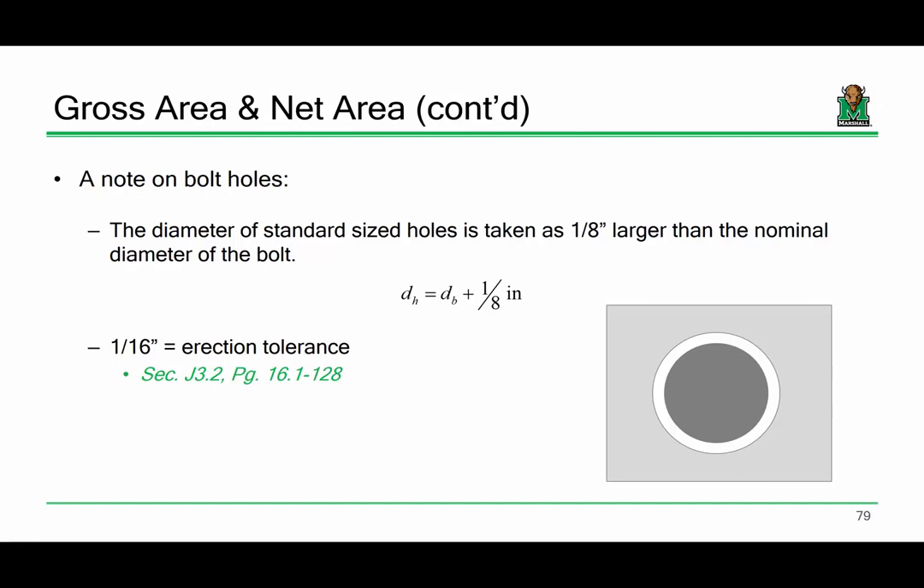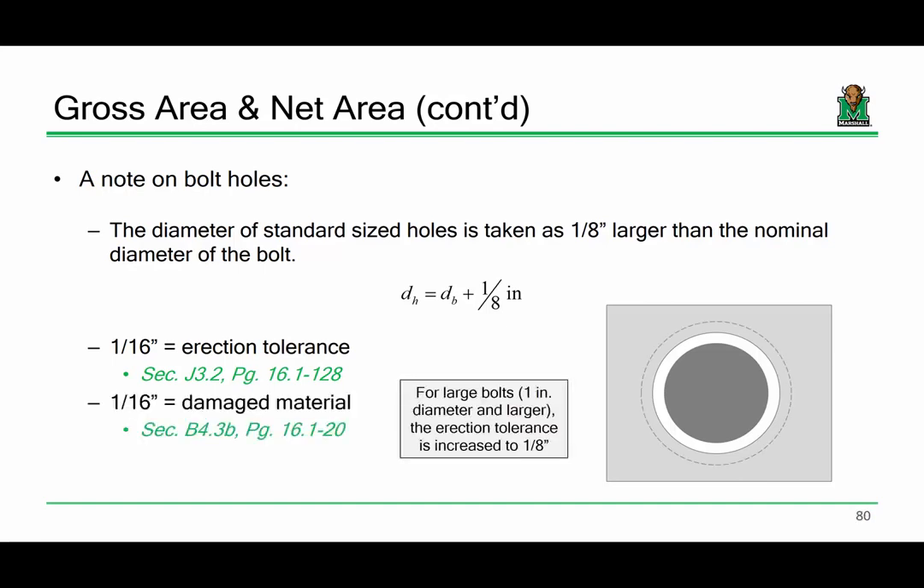The first 1/16 is for erection tolerance, and what that means is the actual hole is physically larger than the diameter of the bolt. For standard holes in structural steel, that standard increase is 1/16 of an inch. That can change a little bit if you've got some really, really big bolts, but we're not really going to be dealing with that in most common steel design applications. So we add 1/8 of an inch because we're adding 2/16. We add 1/16 for erection tolerance. Why do we add the other 16th? Well, we add the other 16th for what's called damaged material.